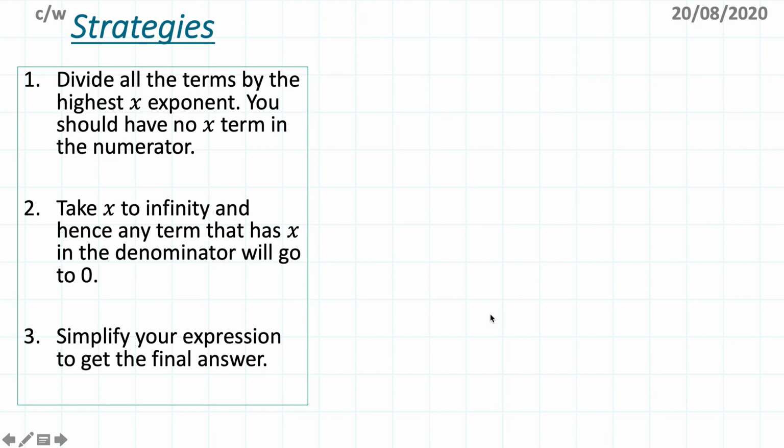So here are some of the strategies, and I'm going to do 2 examples to explain, but I would encourage you to try more examples on your own. So if I have this limit, I'm going to take x to infinity now, and the highest power of x at the moment is 1. So we have x to the power of 1 is the highest thing we could find.